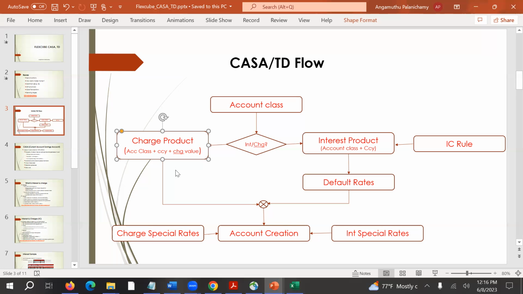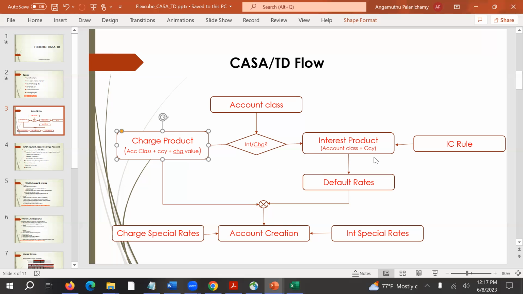So up to 5, we will maintain 0 charge. After 5, for each transaction, we'll maintain a certain rate. We'll see in detail how it is done, but at the high level, this is what is meant. And this does not have any other screen. Everything we maintain in the charge product only.